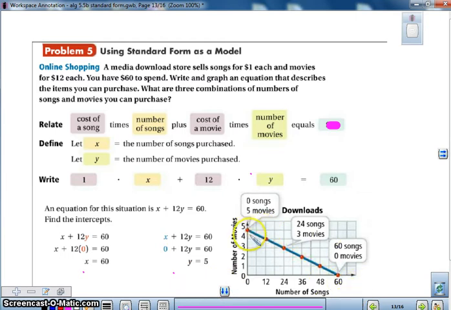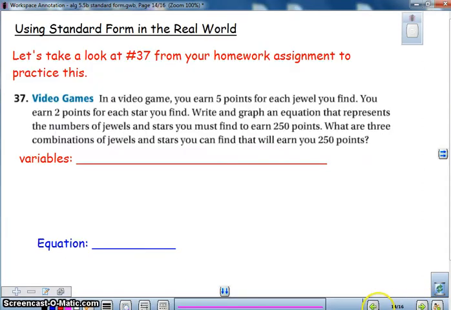So once we look at that, we want to be thinking, is this actually going to be continuous or discrete? And it probably should have been discrete for this one, because we can have points along here, but we can't buy half a movie or half a song. So this should actually not be a line, but should be looking like that.